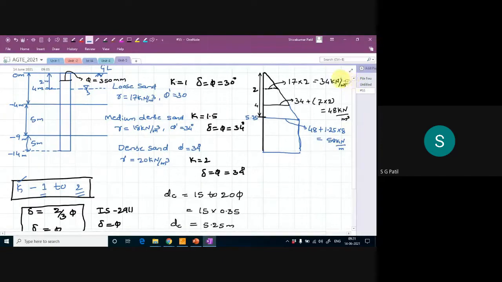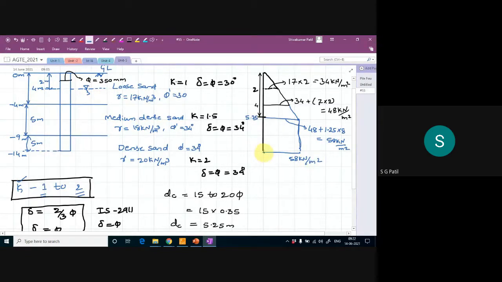Sorry, this is meter square, because it is a stress. So it is a stress, meter square. Here also meter square, not cube, because it's a stress. Kilonewton per meter square. Okay, so same thing. Up to the tip of the pile it will be the same, around 58 kilonewton per meter square.